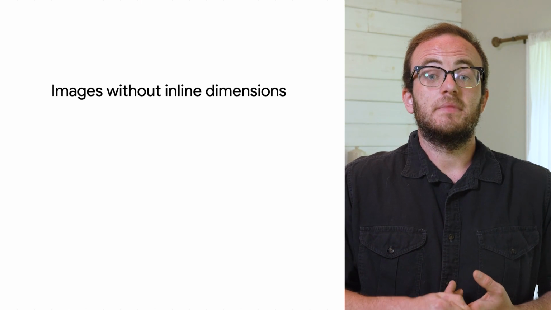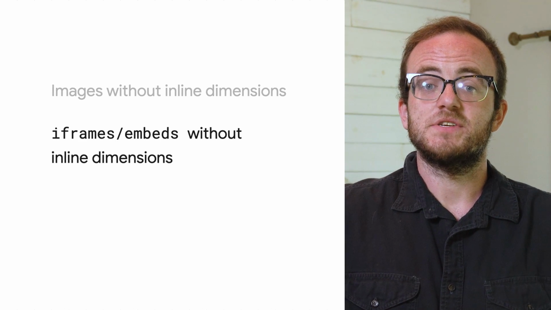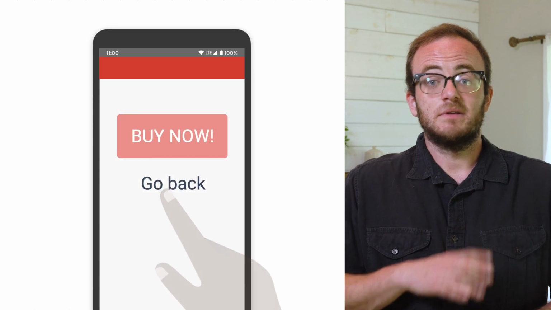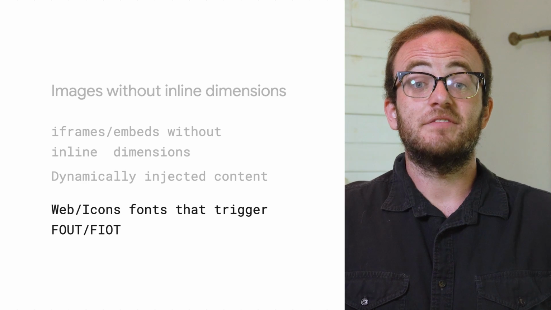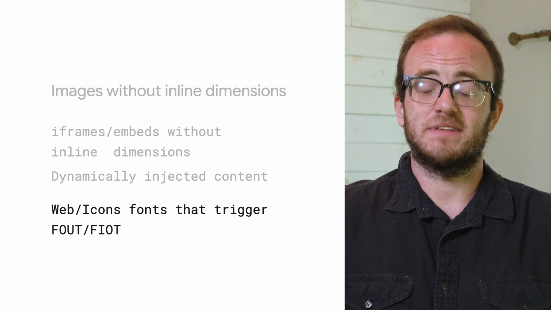Specifically, all layout shifts can be traced back to really a handful of causes. These include images that don't have inline dimensions, iframes or embeds that don't have inline dimensions, dynamically injected content that doesn't reserve space with explicit dimensions. Are you seeing a pattern here? And finally, web fonts or icon fonts that cause a flash of unstyled or invisible text.